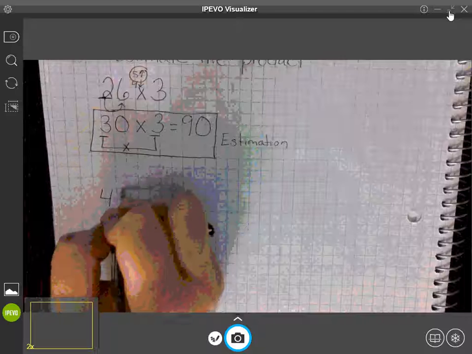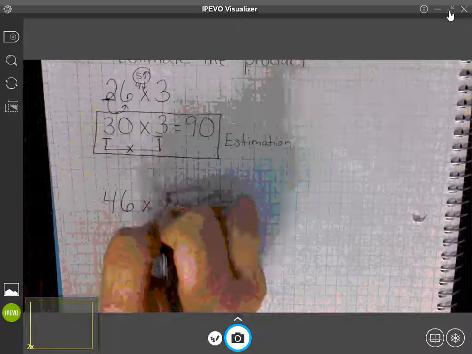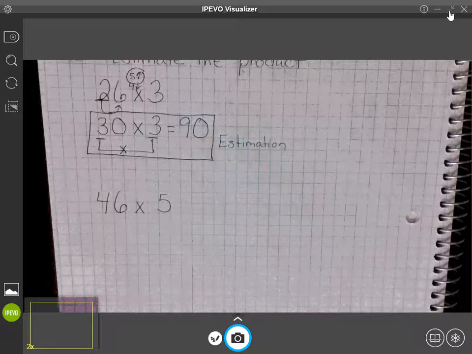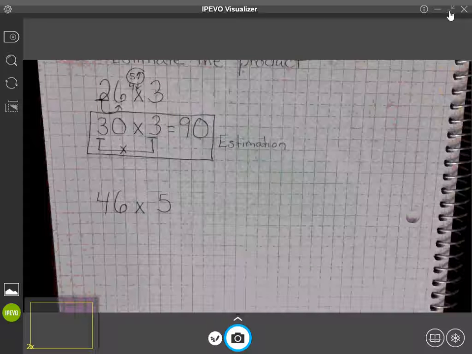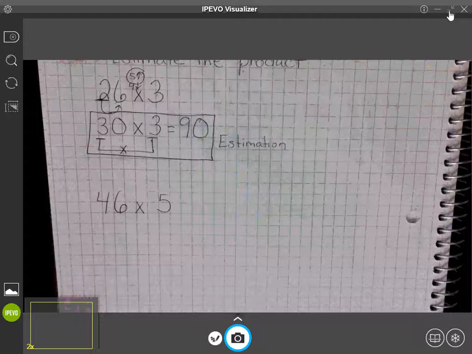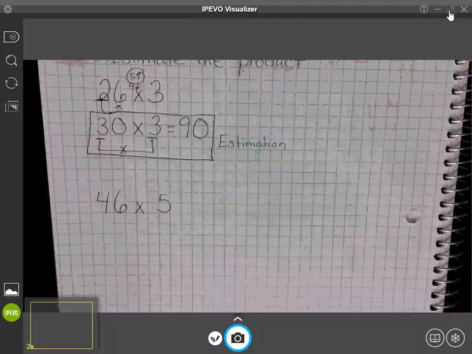Let's look at another one. Let's do 46 times 5. Okay? Again, what type of multiplication equation do we call this? A blank by blank. What do we call this, Ember? No? What do we call it, Chloe? 2-digit by 1-digit or a 2 by 1. Okay?